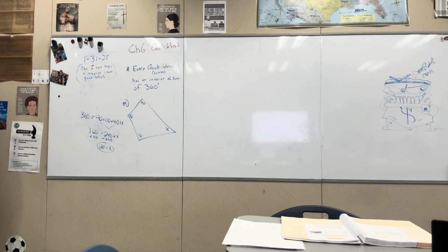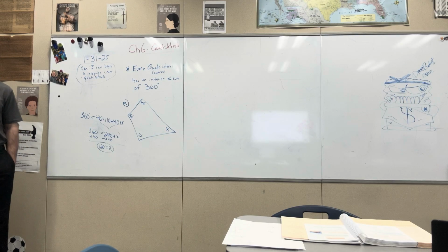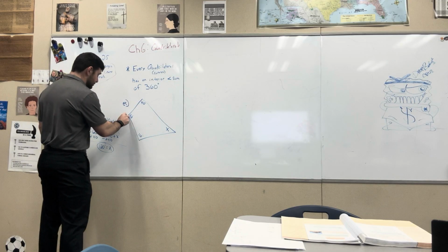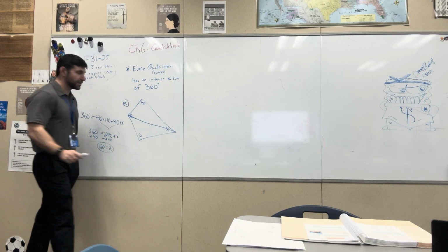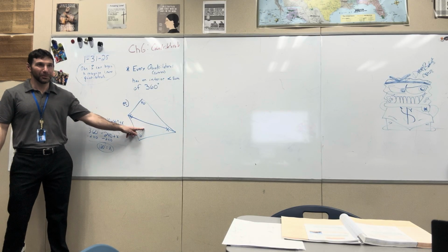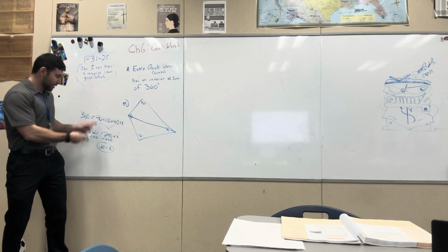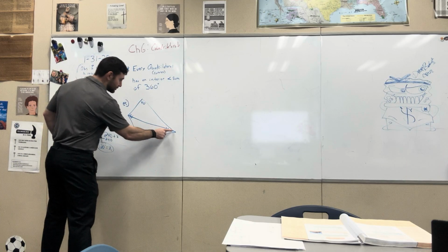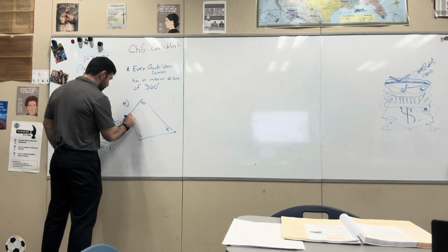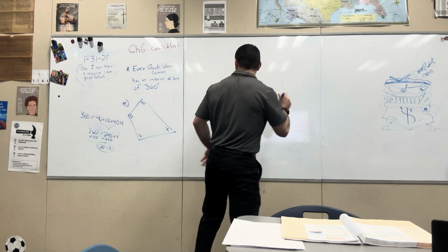So the interior angles of a quadrilateral have to add up to 360. Think about it this way. What do the interior angles of a triangle add up to? 180. How many triangles do you see? 2. If this is 180, and this is 180, 180 plus 180 is 360.